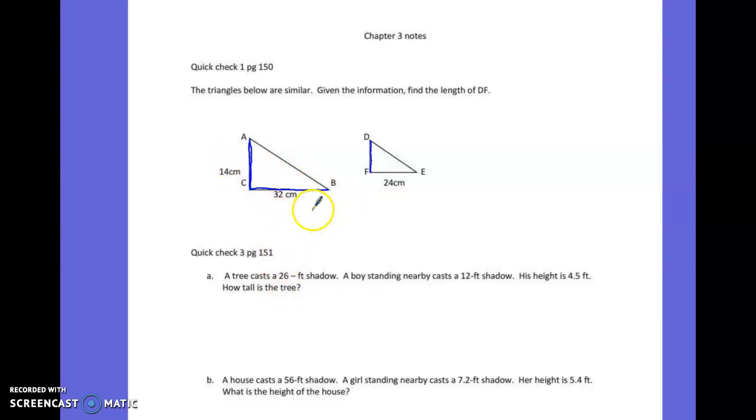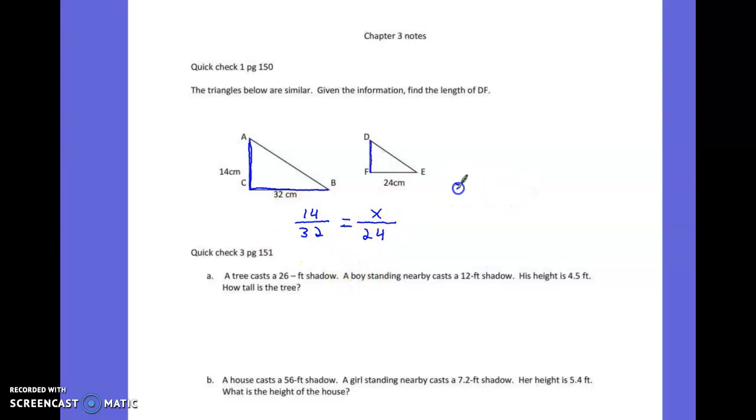So I'm going to label that as a ratio. So 14 over 32. Now, 14 is going to be proportionate to DF. So when I set up my second triangle, I need to keep the similar sides together. So if I have basically AC over CB, I have to do DF over FE. So in this case, the 32 and the 24 you can see are on the same side, or on a similar side. So I'll put 24 on the bottom, and my unknown is DF, so I can just call that X. Now we're just going to cross multiply like we did before.